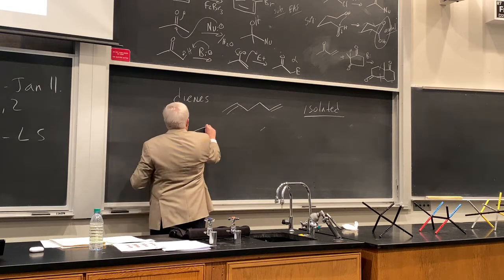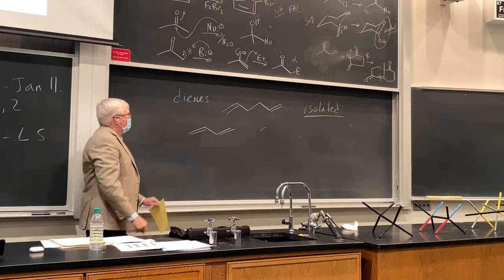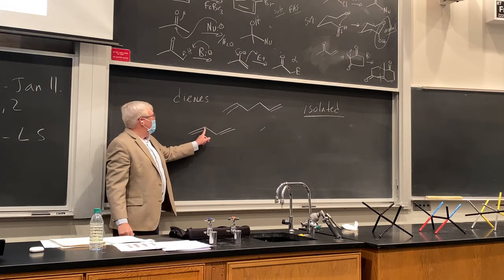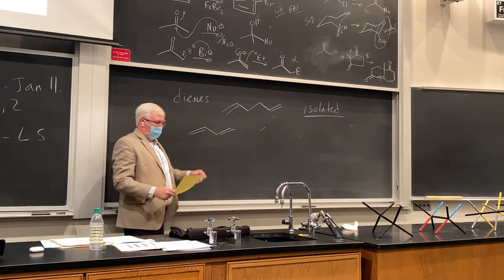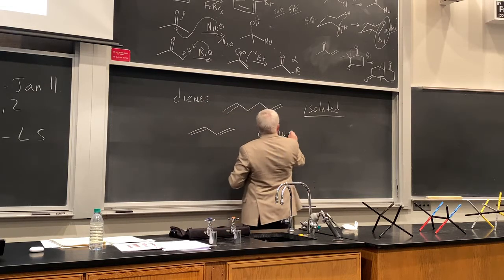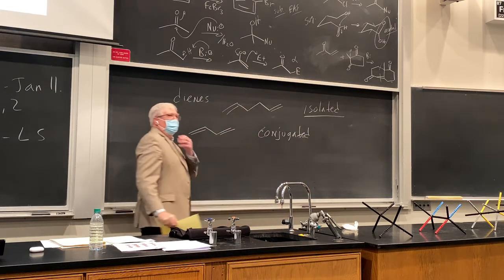But we also have these, 1,3-butadiene, where we don't have any sp3 insulating saturated carbons in between. We have the sp2 carbons right next to each other. And that's our conjugated one, okay? And these are the ones that are going to give the 1,2 versus 1,4 addition.